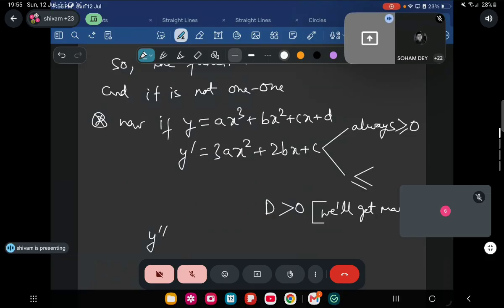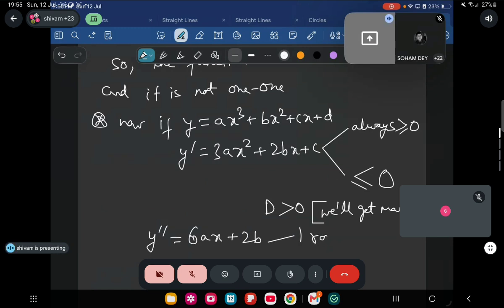Next, see everyone, y double dash is equal to 6ax plus 2b. If it is always greater than equal to 0, then it can happen that discriminant is less than 0 also. No, not d greater than 0. This is another thing, apart from those things. I'm just saying that it can be greater than or equal to 0 or less than or equal to 0.